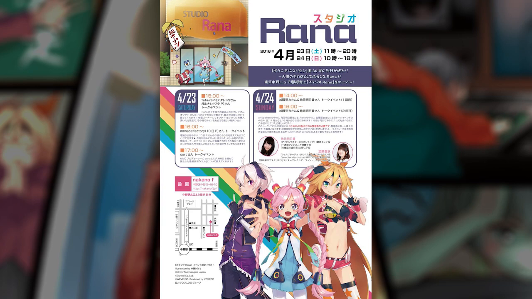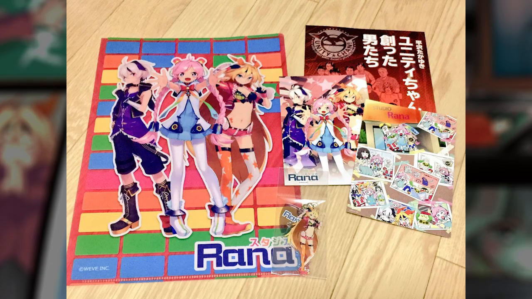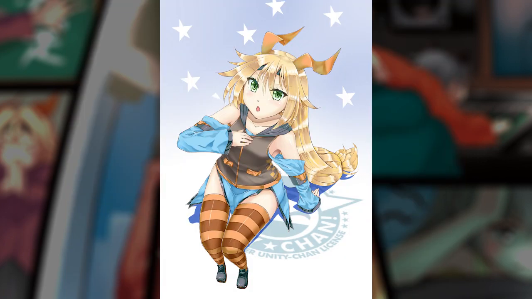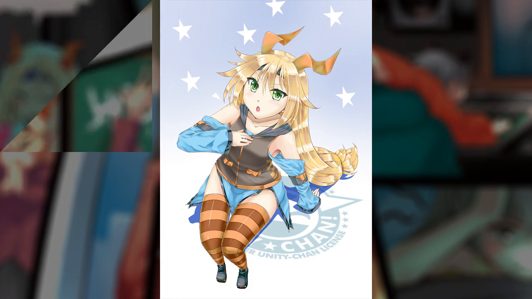In April of 2016, Unity-chan joined V4 Flower and Rana at a 2-day event called Studio Rana, where exclusive character goods and artwork were sold. On the other hand, you won't find any information about her Vocaloid voice bank on Unity-chan's site unless you go digging through the news archives. It's not mentioned on the front page, her character page, or anywhere else obvious. They could definitely be doing more to put that out there.